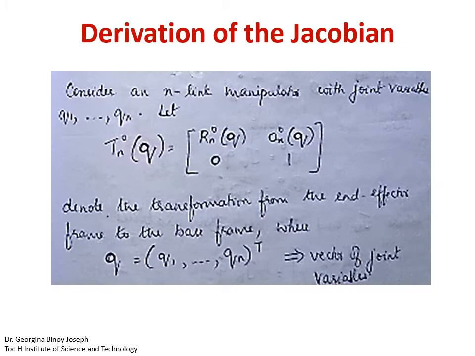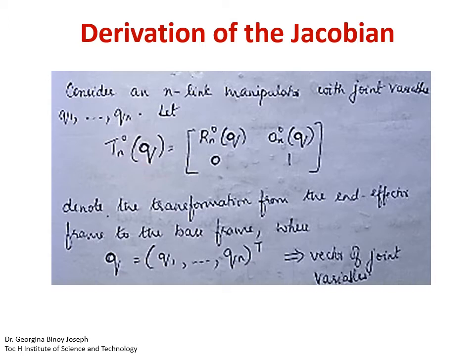Now let us start the derivation of the Jacobian, as we said, with the transformation matrix that we obtained using the forward kinematics. We had studied the DH convention for forward kinematics, and at the end of it we had got a matrix that looked like this. It's the transformation T from the end effector frame N to the base frame 0. This is a function of the joint variables of the various joints. The joint variables we know are denoted by the vector Q. Q is Q1 to Qn. Q, as we know, is theta for a revolute joint and d for a prismatic joint.